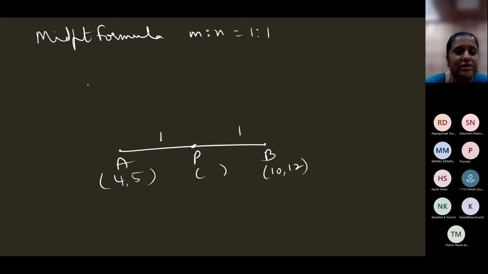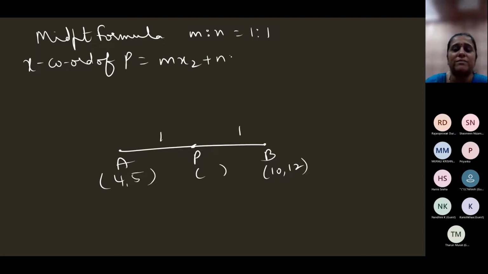All right. So the x coordinate, in this case the x coordinate of P, is equal to, what is it? It's actually mx2 plus nx1 by m plus n, correct? Yes or no?